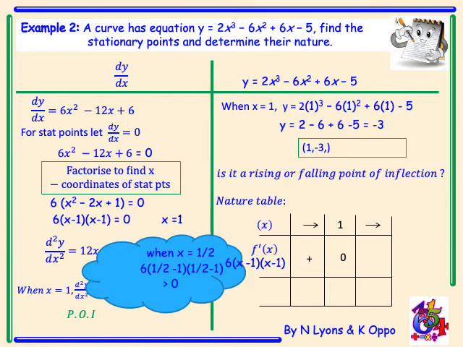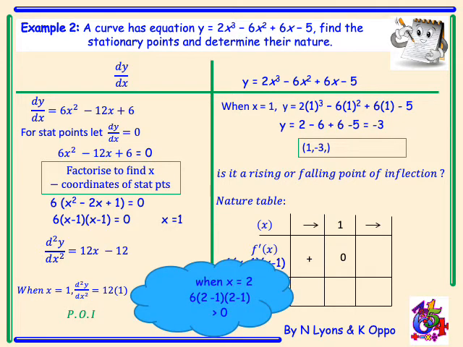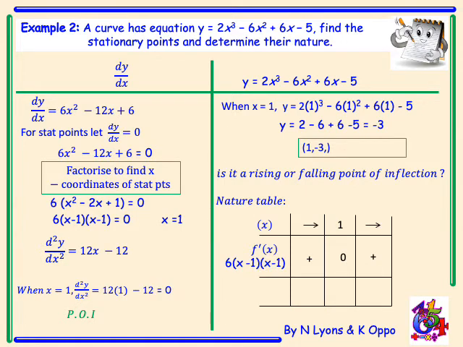So what's happening on the other side of 1? Let's make life simple and just look at when x is 2. So I've got 6 times (2 minus 1) times (2 minus 1). So that's just 6 times 1, which is 6. But again, I don't really care about the value. I just need to know it's positive, and I put my little positive sign in.